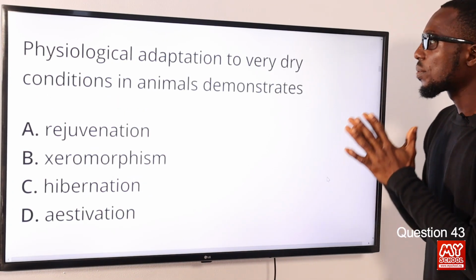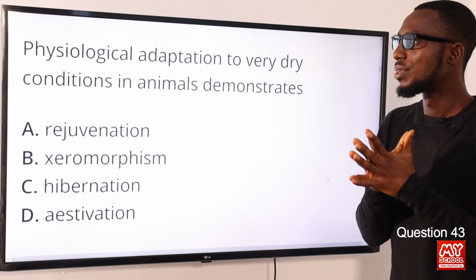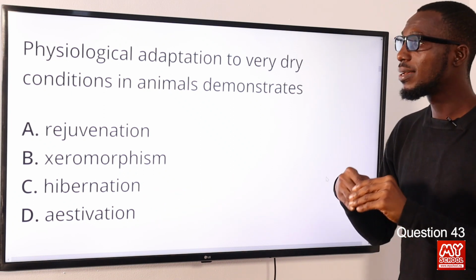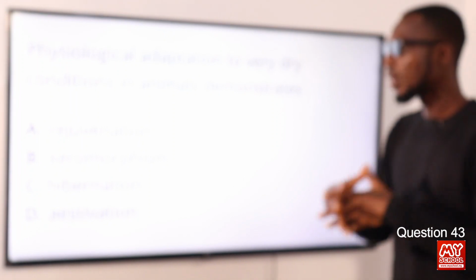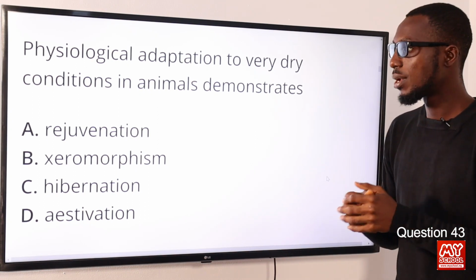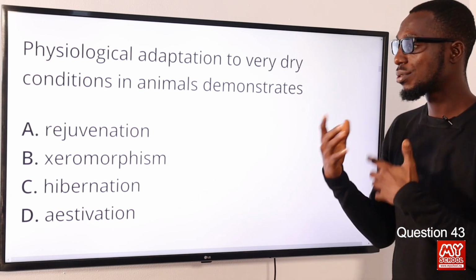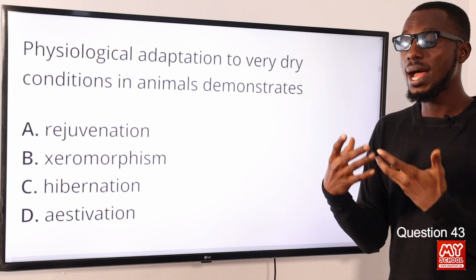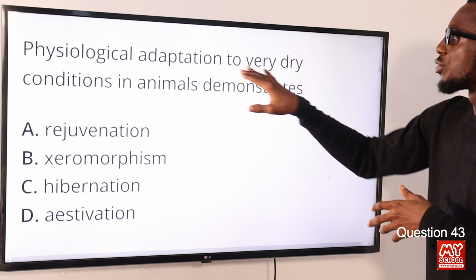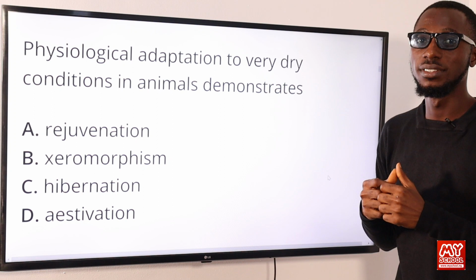43. Physiological adaptation to very dry conditions in animals demonstrates what? When the temperature is low, you talk about hibernation, and you can see that in bears and squirrels. When you talk about estivation, it is when the temperature is high, and you can see it in snails and fishes. Rejuvenation is about becoming young again. Xeromorphism, we're looking at xerophytes, a phenomenon whereby a particular plant can survive or adapt in dry weather conditions. So physiological adaptation to very dry conditions in animals, I'm going to give this to option D, estivation.